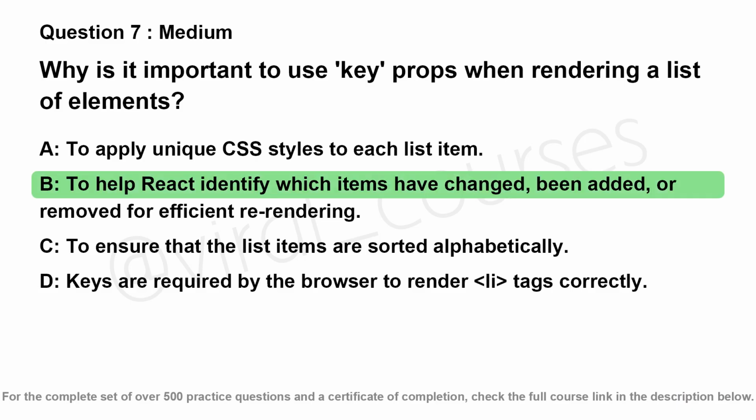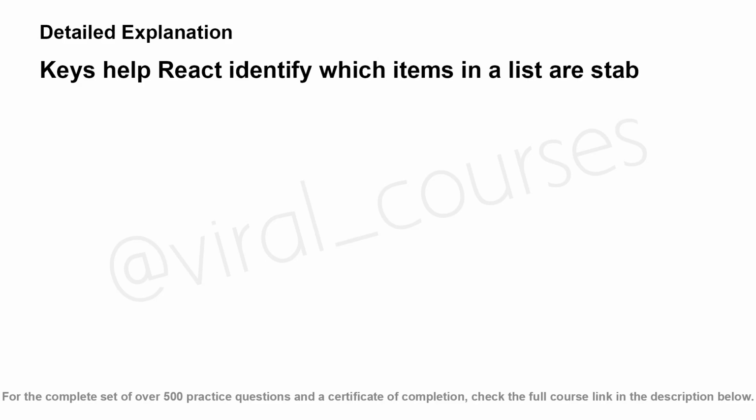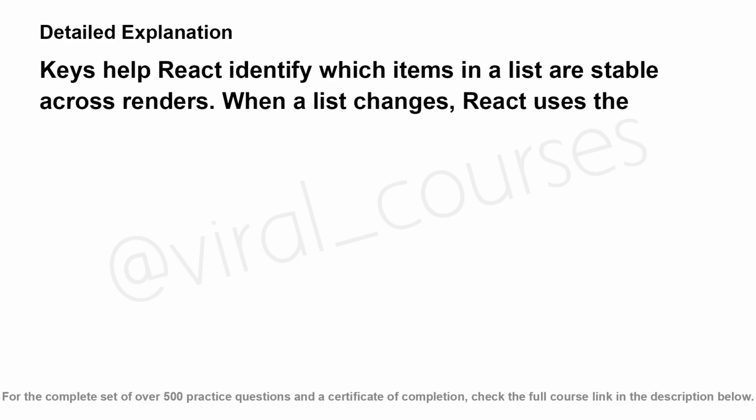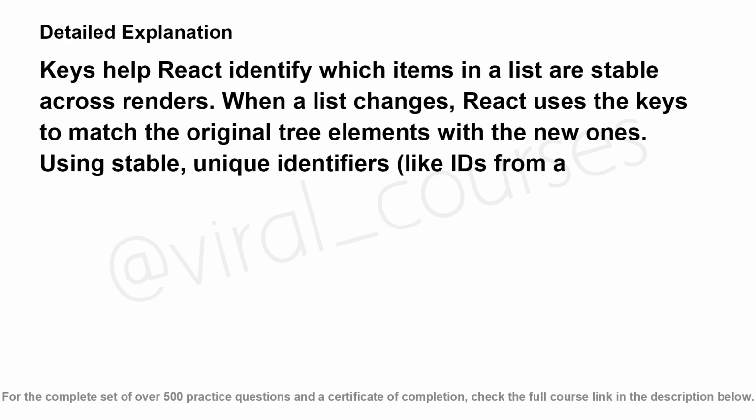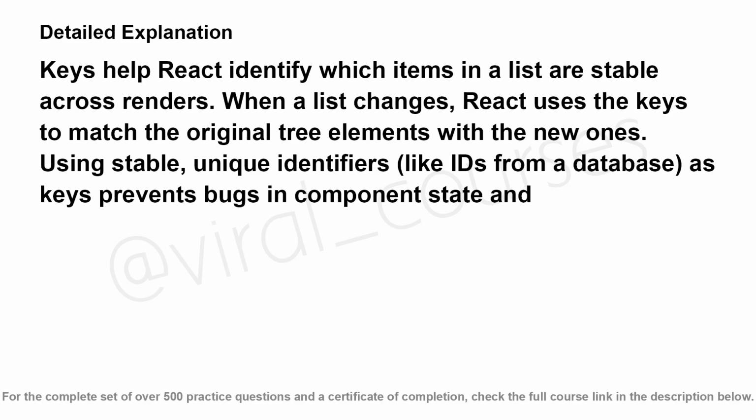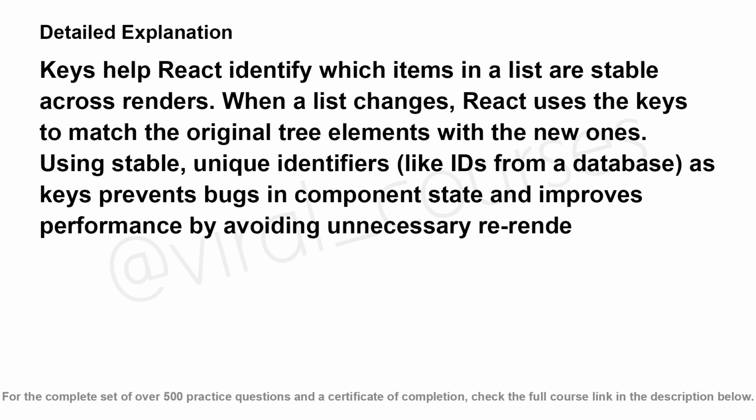The correct answer is B. Keys help React identify which items in a list are stable across renders. When a list changes, React uses the keys to match the original tree elements with the new ones. Using stable, unique identifiers, like IDs from a database, as keys prevents bugs in component state and improves performance by avoiding unnecessary re-renders of the entire list.